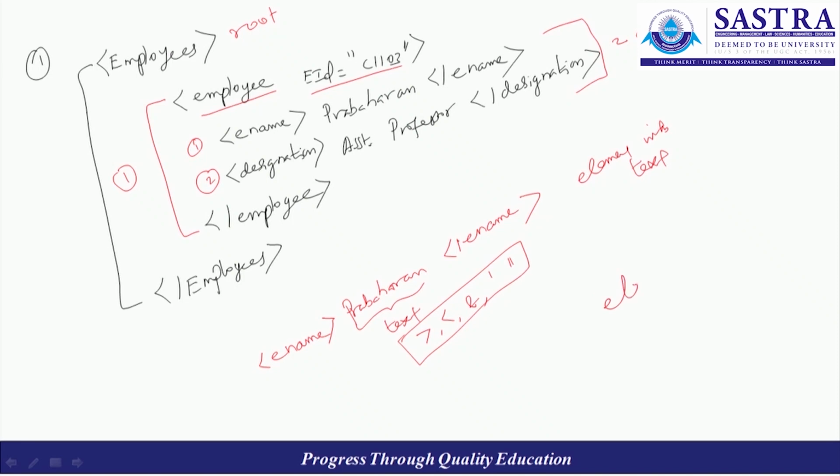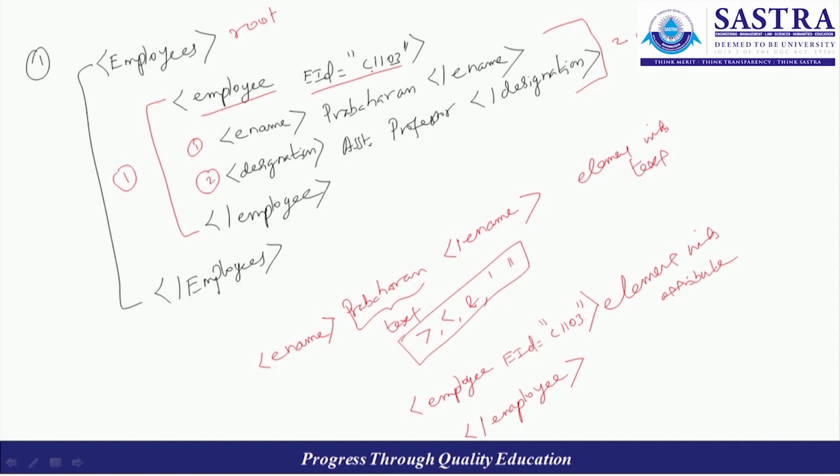Next, element with attribute. What is that? Employee, EID we have, in double quotes, C1103. It is closed, and also it should be closed properly. Employee, slash employee. This is element with attribute.